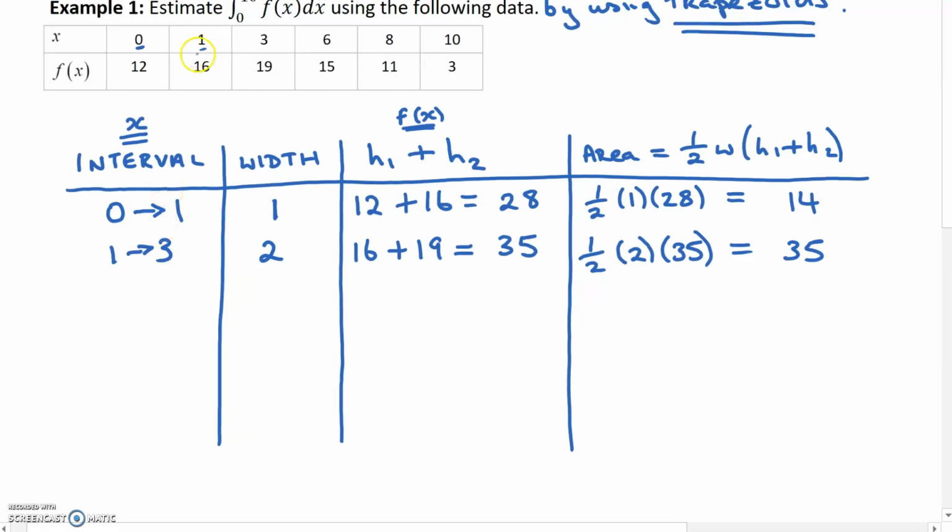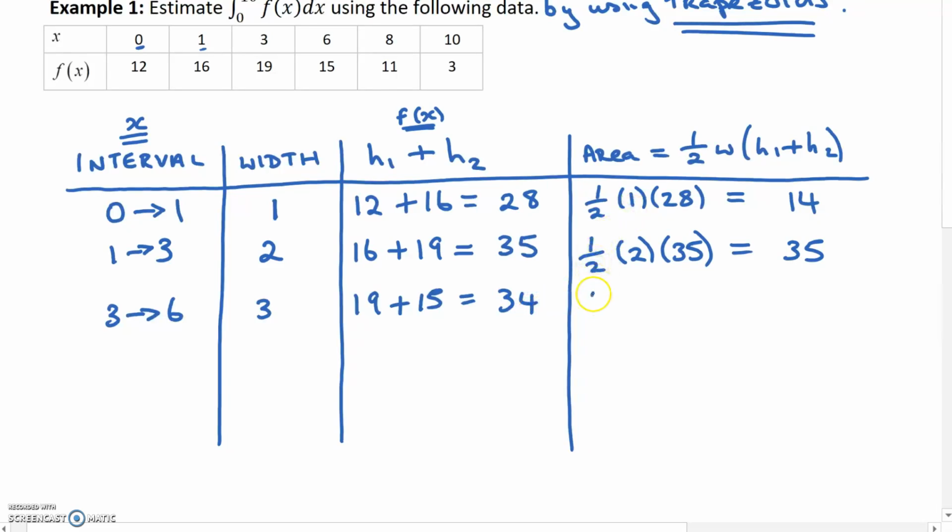So 0 to 1, 1 to 3, the next one's going to be 3 to 6. Well, the width there is 3. If you're confused, it's just subtraction. 1 take away 0, 3 take away 1, 6 take away 3. That's all it is. h1 and h2 in this case, at 3 and 6, that's going to be 19 plus 15, which is equal to 34.